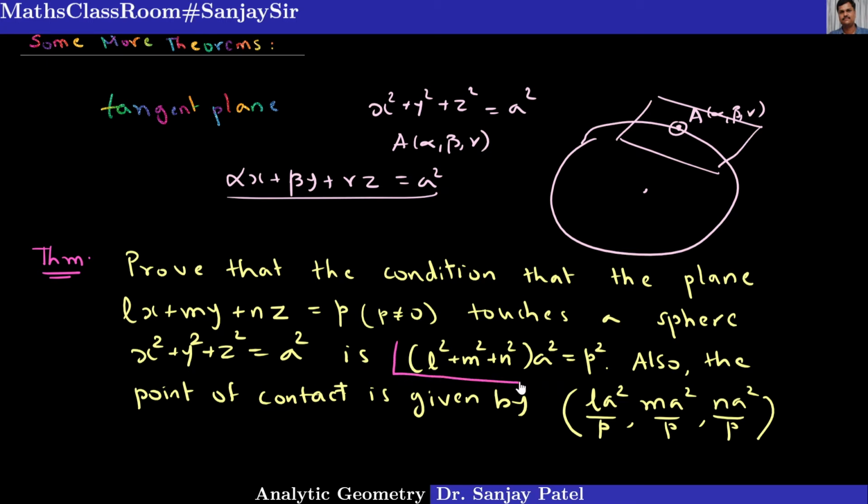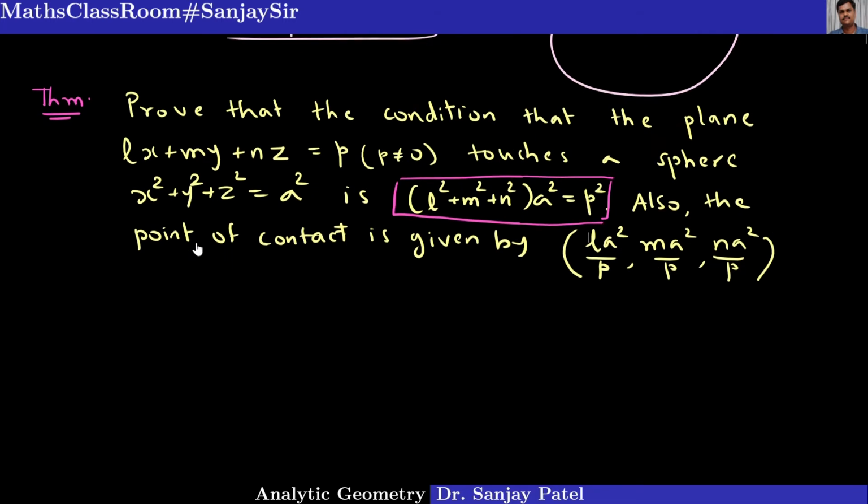Remember that here we are given a sphere and a plane. We don't know whether this plane touches the sphere or not. So without finding the perpendicular distance of the center from the plane and checking whether it is equal to the radius or not, as we have seen earlier in our technique, we can use this condition to verify whether the given plane touches the sphere x square plus y square plus z square is equal to a square. And not only that, we also have the point of contact. So let us prove this very important result.